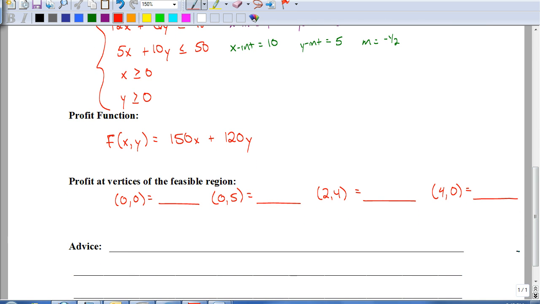So now to figure out the value of each of these, we're going to plug these numbers into our function, just like we did before. So 0 put in for x, 0 we put in for y, well, that's going to be $0. 5 put 0 in for 150, that's 0. 5 times 120, well, that's $600.